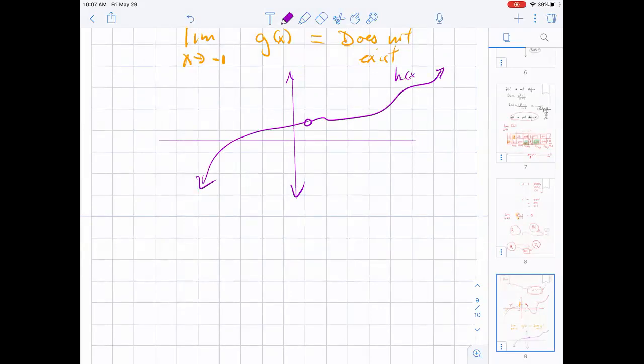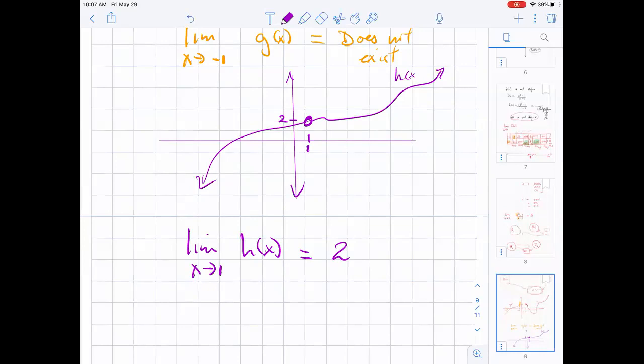Call this h of x. Call this here 1. What is the limit as x approaches 1 of h of x? Let's call this point here 2. Well, assuming it's right there. So what's the limit here now? 2.